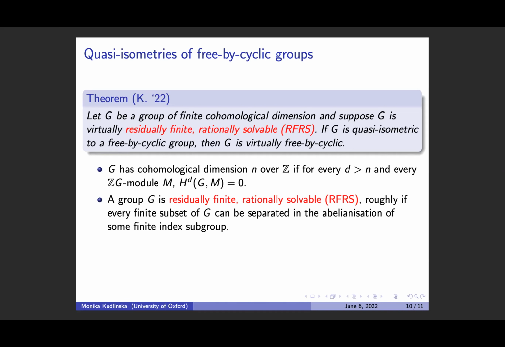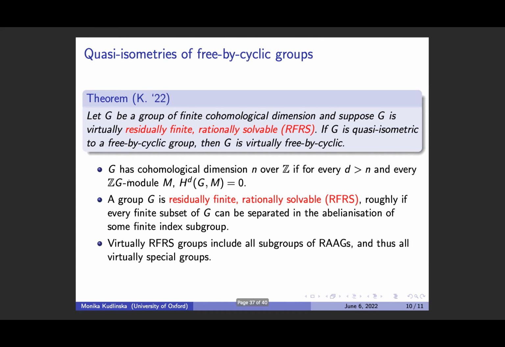So this condition was cooked up by Ian Agol. He was studying it when he was trying to prove the virtual fibering conjecture. Danny Wise then showed that hyperbolic three-manifolds are virtually special. More generally, virtually special groups include all subgroups of right-angled Artin groups, all RAAGs, and so all virtually special groups. So this is a fairly large family of groups. There's quite a lot of groups to play with there.